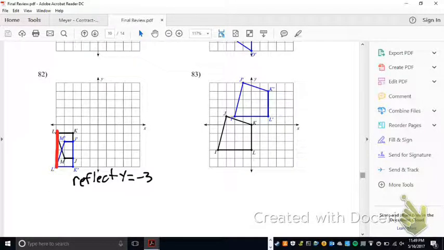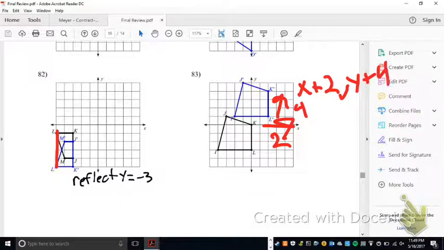83 is a translation. It's that slide. It's kind of like moving a brick around on the ground. So we count up and over. It is x plus 2, because we moved 2 this way, and then 4 up. So x plus 2, y plus 4.